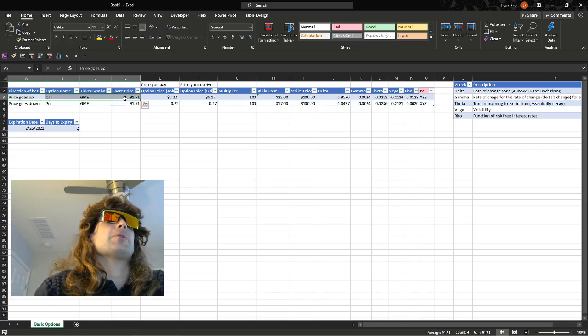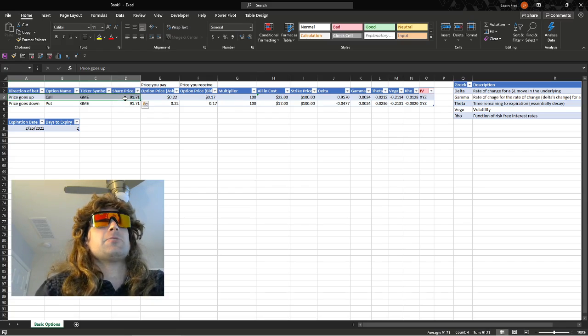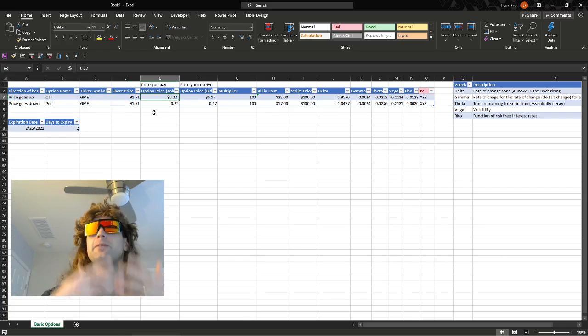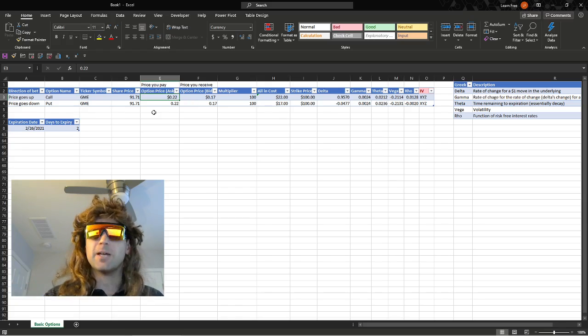So you've got your share price. This was at the close, $91.71. The option price at the close was for the ask. So when you're buying something, you will pay the ask. When it says bid and ask, the ask price is what you will pay. It will be the higher one. And then if you want to sell something, you will receive the bid. That is the lower amount. The difference between that, the dealer's spread, is what the dealer makes.